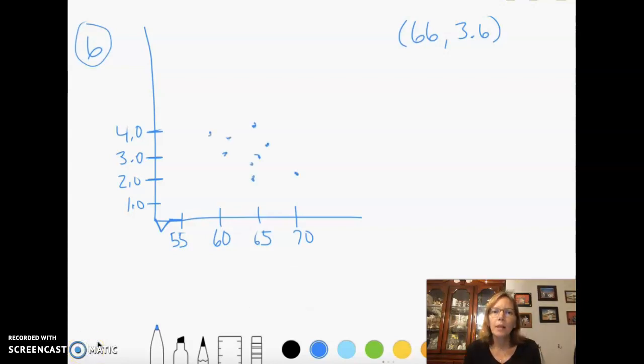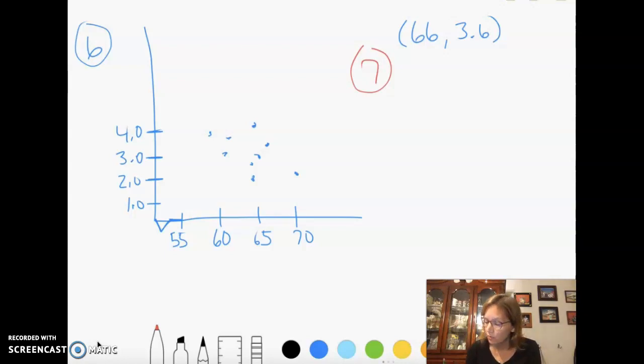Okay, I plotted all my points from that data that was in the book, that chart in the book, and I put it all on my graph. And this is my scatter plot. This is what it looks like. So now I'm going to go to number 7 and see what it's asking me. It says, does there appear to be a relationship between the scores?